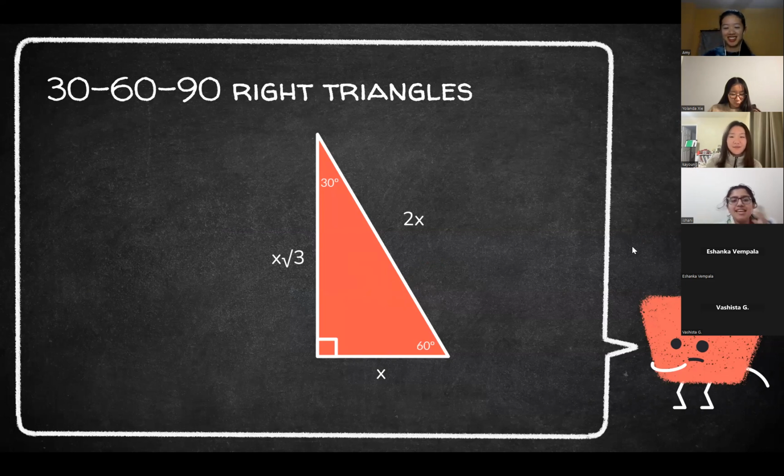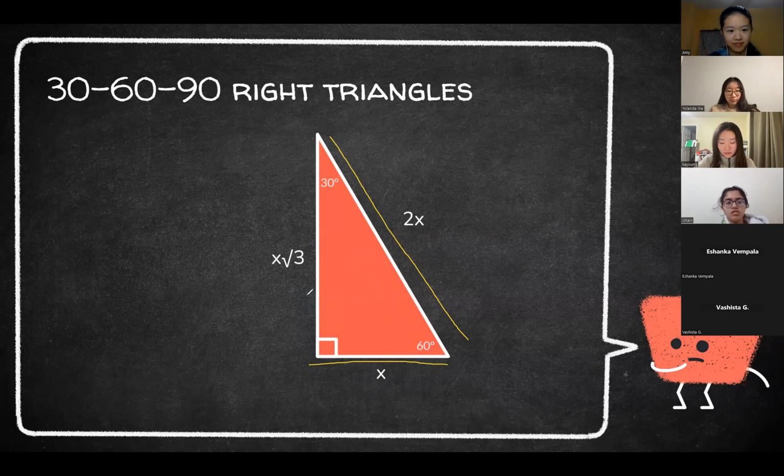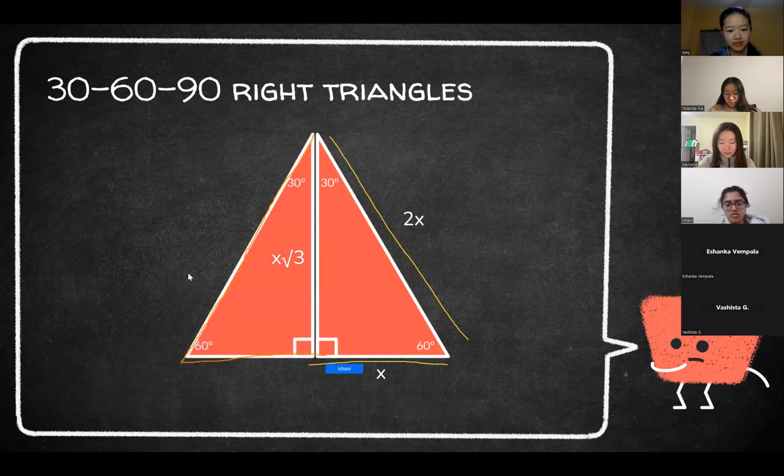Okay. So another special right triangle is a 30, 60, 90 right triangle. So what's special about this is that it has the hypotenuse as double the length of one of the legs. And then one of the other legs, so the longer leg, is square root 3 times that. So this actually makes more sense when we draw it out as an equilateral triangle, right?